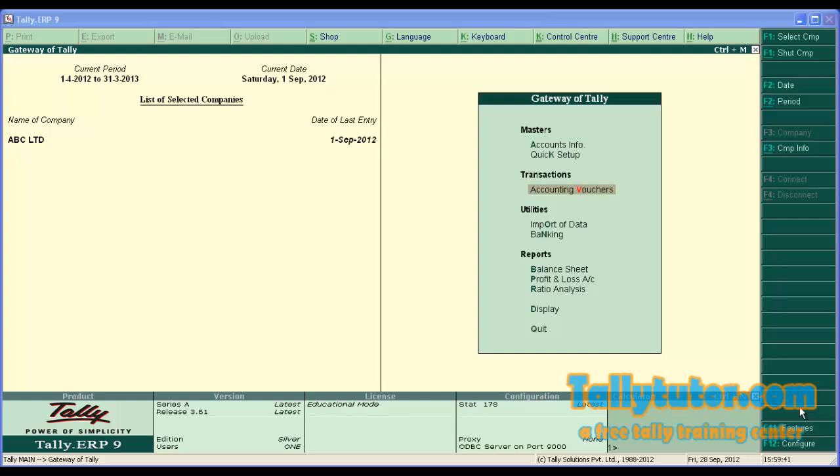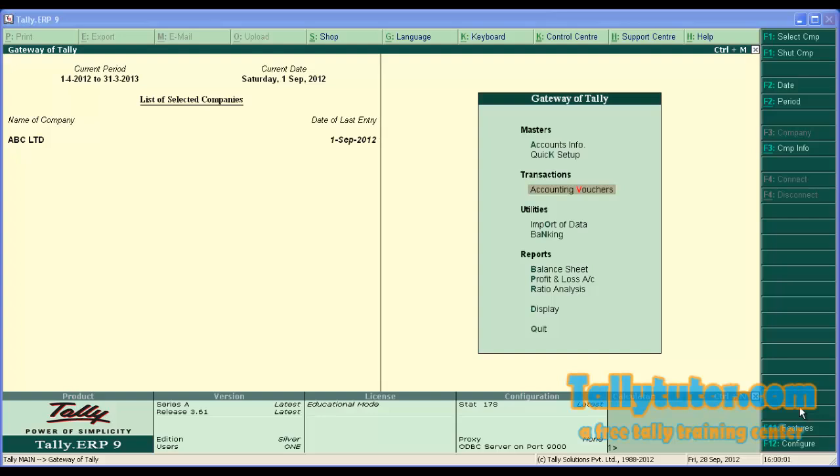As you know, Tally provides so many voucher entry screens to facilitate and speed up data entry work. Today we are going to learn voucher entry in Contra voucher. Contra voucher is a special voucher which is used to move funds within the company or business.